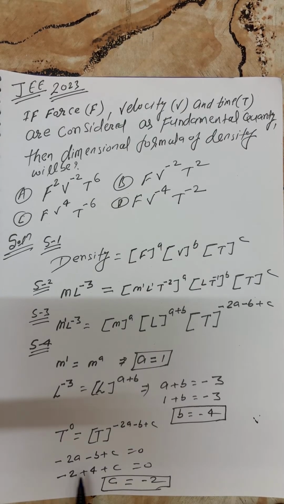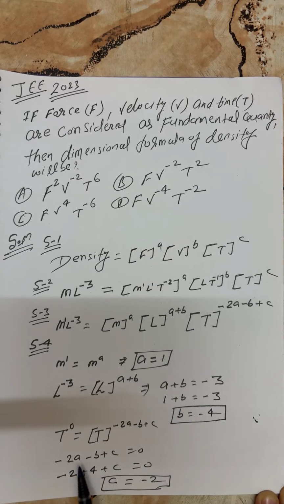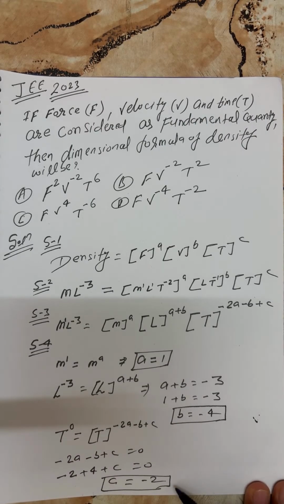Beta, I'll repeat this step because it was not completely clear previously. Minus 2a minus b plus c is equal to 0. A I have taken as 1, already found. So minus 2 into 1 is minus 2 only. B I already found, b is equal to minus 4. So minus minus plus 4. Plus 4 minus 2 plus 2. So c is equal to minus 2. Right. So finally we got a, b, and c.